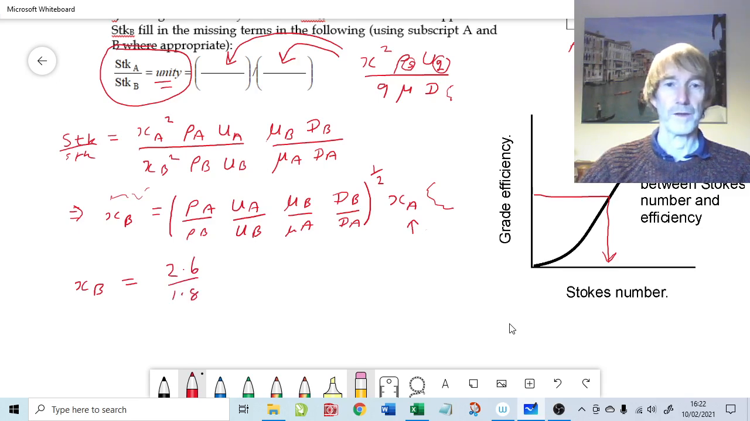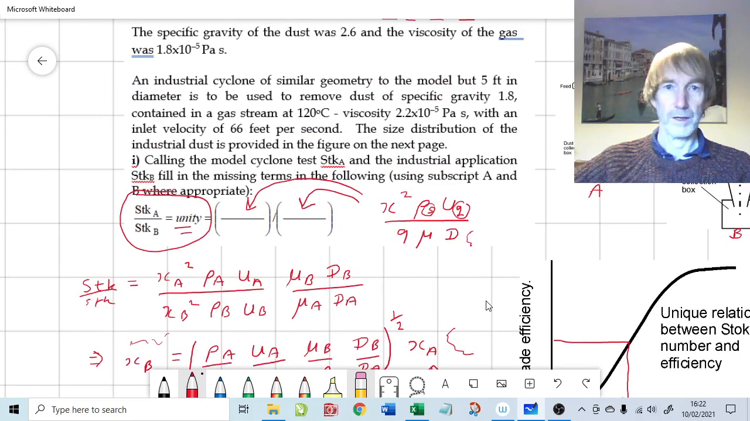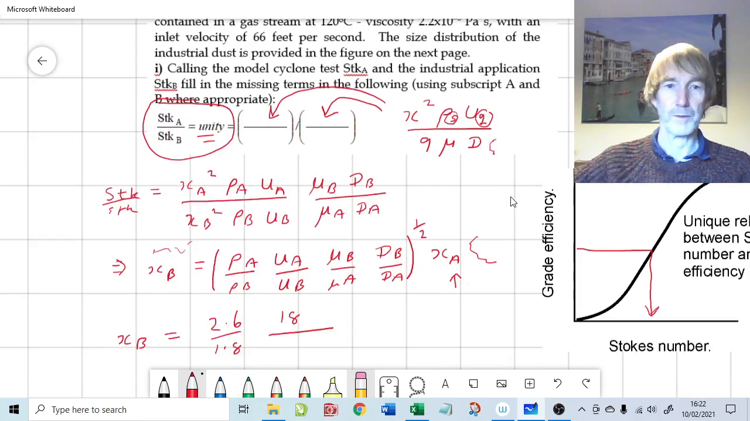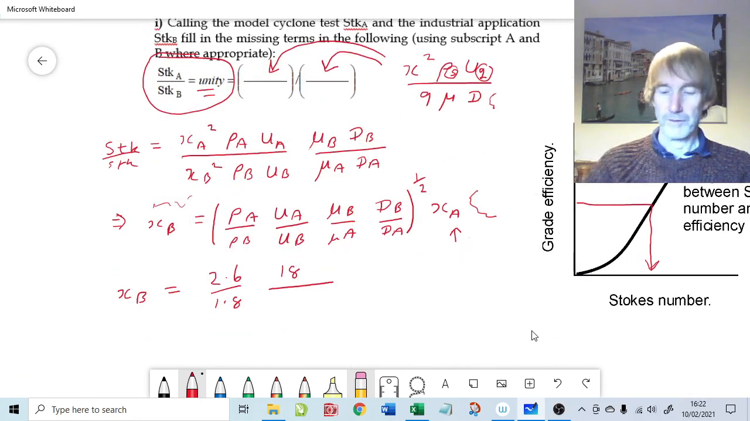The velocities, on the top we had 18 meters per second, whereas the industrial cyclone, it's 66 feet per second, I believe. Yeah, 66 feet per second. So we do need a conversion there. So that is 66 feet per second, and we need to convert that into meters per second, which I think is 0.3045.